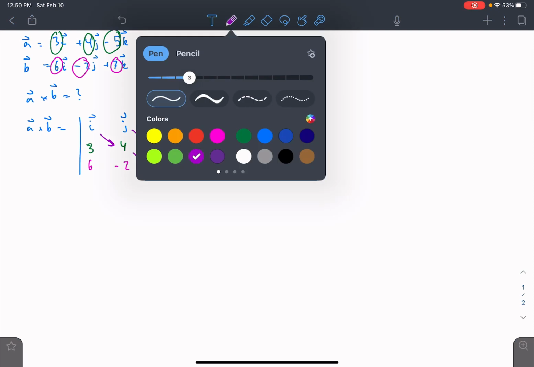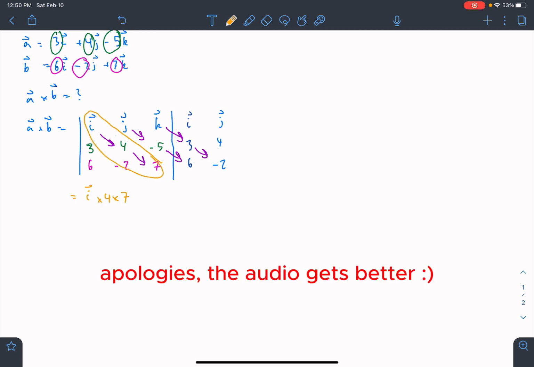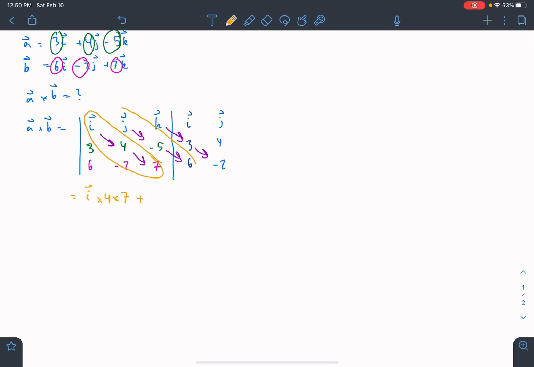So with these three diagonals, what you want to do is you want to multiply these three terms, and then you want to add the multiplication of these three terms. So j times minus 5 times 6. And then you want to add the multiplication of these three terms. So plus k times 3 times minus 2.